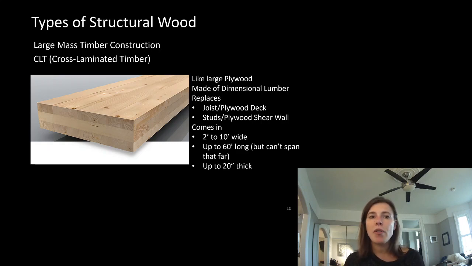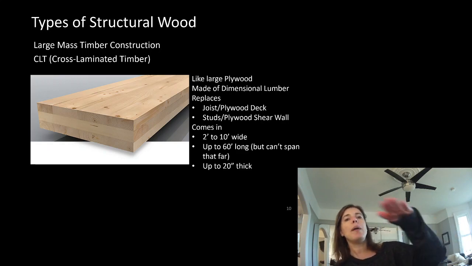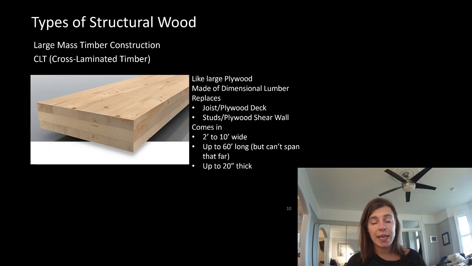CLT, this is the one everybody wants to talk about. CLT is cross-laminated timber, or plywood on steroids. So literally we take 2x material and run them this way, and then 2x material and run them that way, and then 2x material and run them that way, and glue them all together. So the exact same thing we did with plywood, but at a much bigger scale. Again, made from dimensional lumber. You would use this to replace the combination of joists and plywood deck, or the combination of studs and plywood shear walls. Instead of a clutter of small things, you have one big thing.